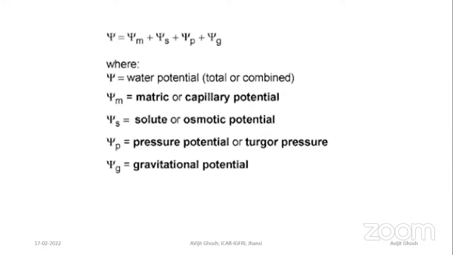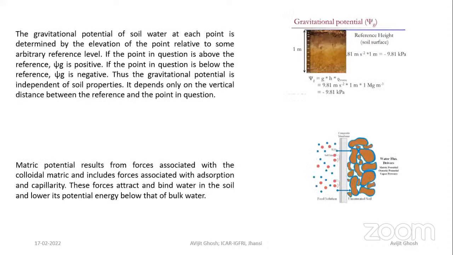Now, soil water potential is composed of four components: matric potential or capillary potential, solute or osmotic potential, pressure potential, and gravitational potential. Now, let us discuss them one by one. First is gravitational potential. What is gravitational potential? Gravitational potential is the potential of soil water at each point, determined by the elevation of the point relative to some arbitrary reference level.